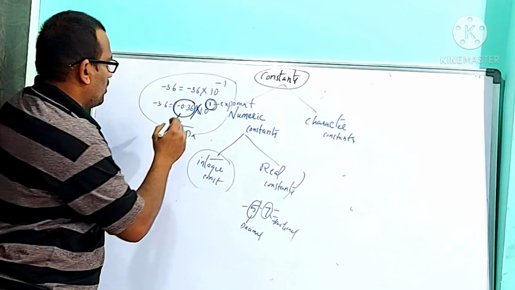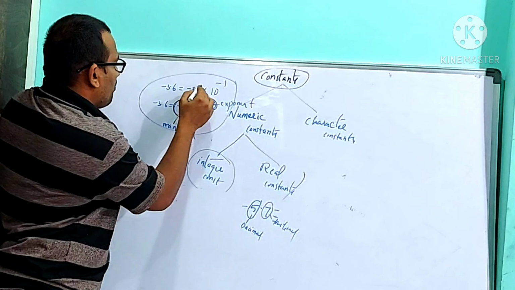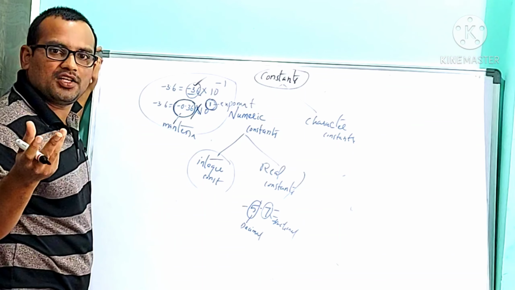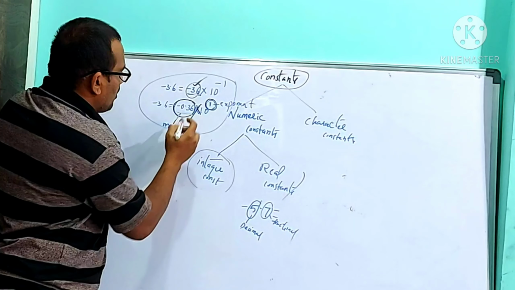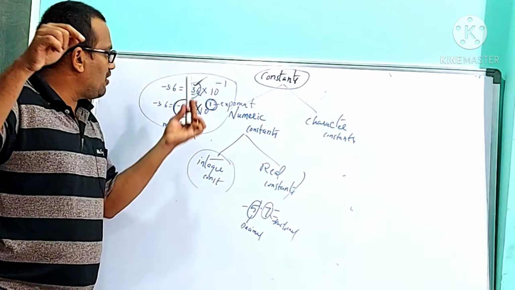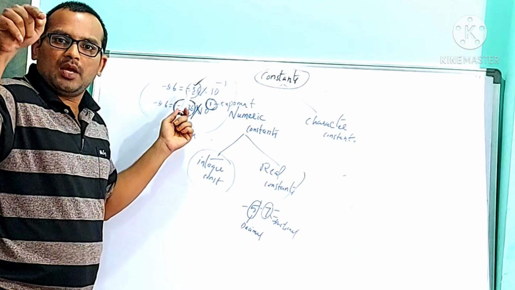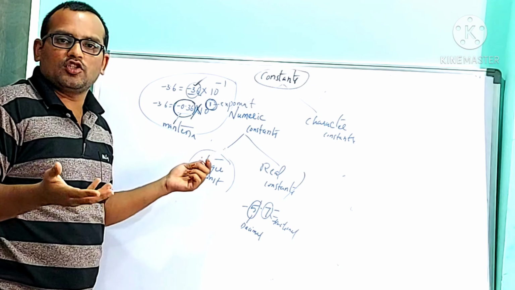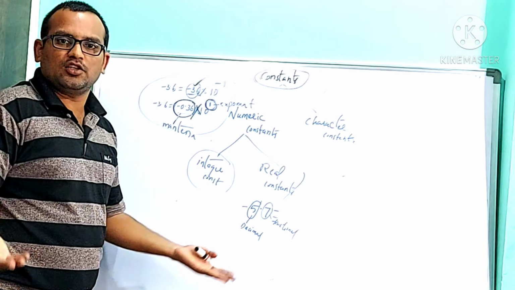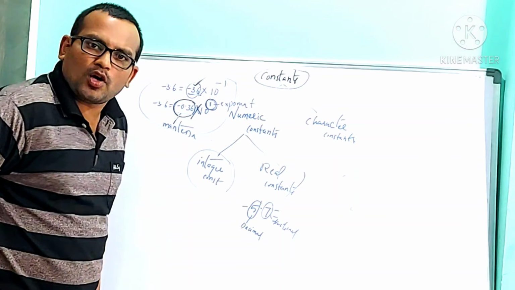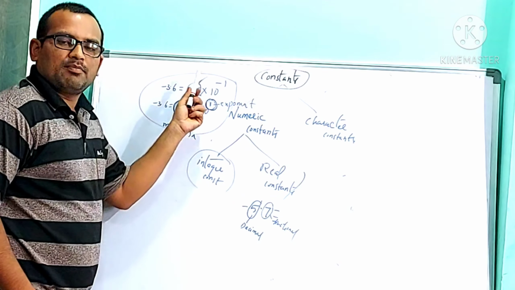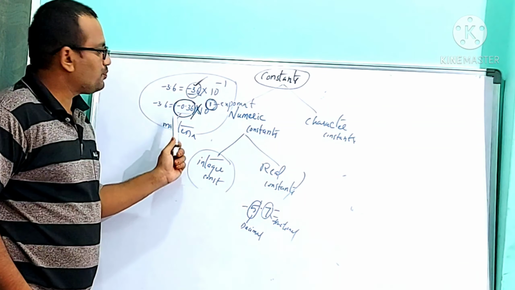One point to remember. This mantissa may be an integer, correct or not? Here minus 36 is the mantissa, meaning it is an integer value. Here the mantissa is minus 0.36, it is a real value. Means mantissa may be an integer value or a real value. It may be a positive value or a negative value. Suppose instead of minus 3.6, I am using 3.6. Then the mantissa should be 36 into 10 power minus 1, which is a positive value. So the mantissa may be a positive or negative value, an integer or a real value.